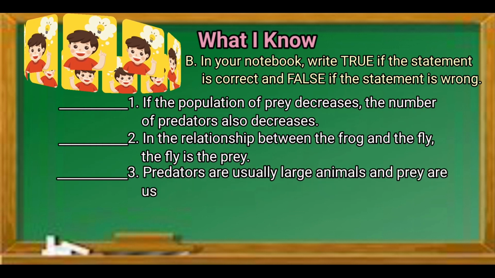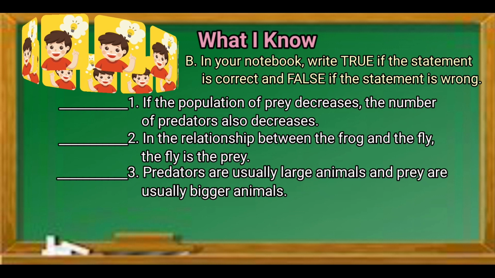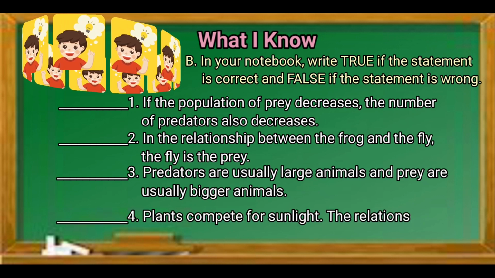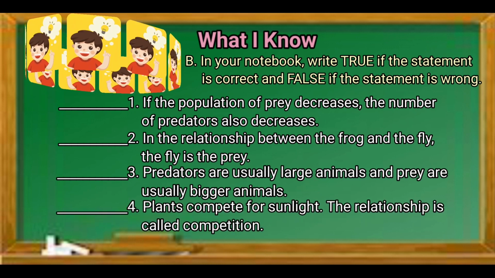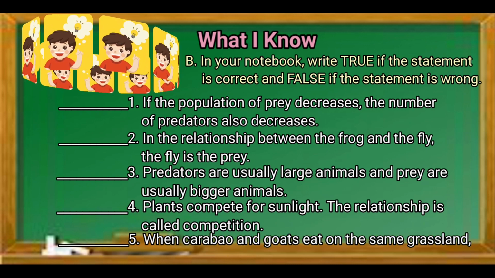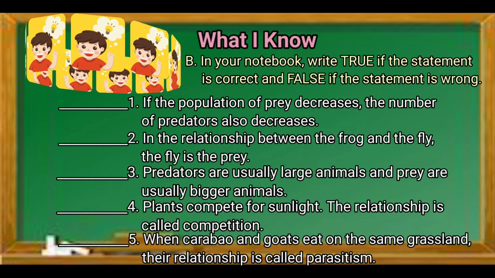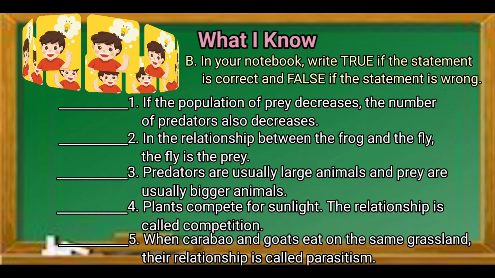Third, predators are usually large animals and prey are usually bigger animals. Fourth, plants compete for sunlight. The relationship is called competition. Fifth, when carabao and goats eat on the same grassland, their relationship is called parasitism.